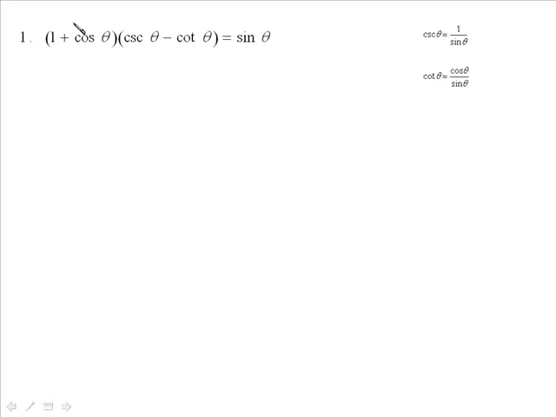Now some of you might be tempted to FOIL these two binomials out first before you make the substitution, and that will work. I'm not going to do that though, but it will work. Instead, I'm going to make the replacements right away. So for cosecant theta, replace this with 1 over sine. And cotangent, I go cos over sine. And then I'm just going to see where this takes me.